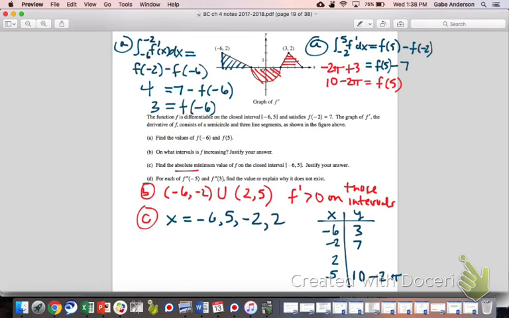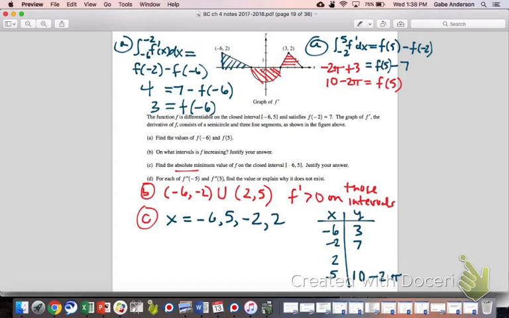Or is it kind of like a red herring, or not a realistic candidate? It's a real candidate, right? Because what's going on at 2? It goes from negative to positive. F prime goes from negative to positive, meaning that it's a relative minimum, right? Meaning that it is a possible absolute minimum.